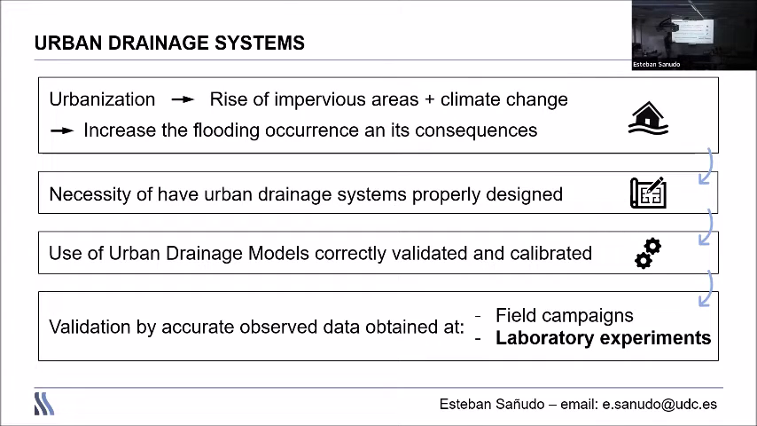One of the uses of experimental data is to validate these models, because we have fewer uncertainties in this kind of data set.